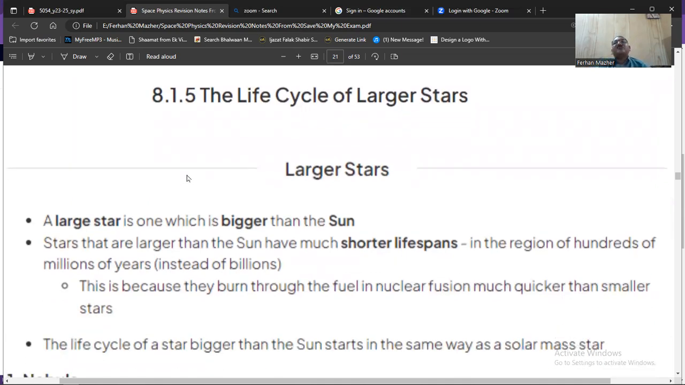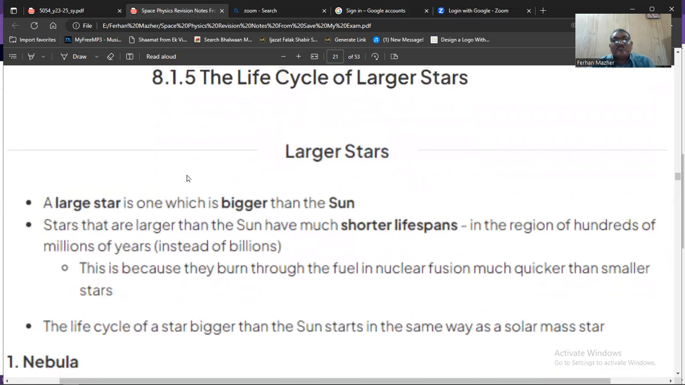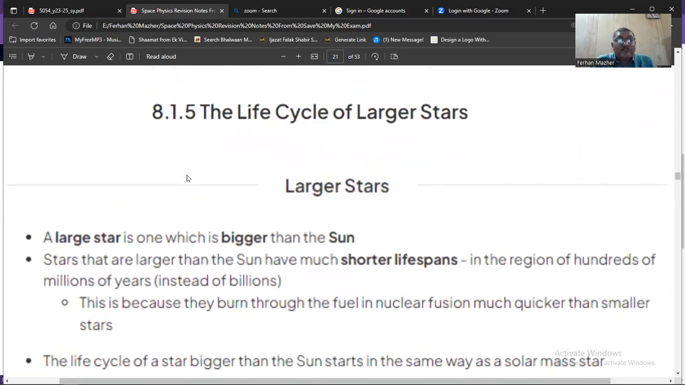The life cycle of a larger star. A larger star is one which is bigger than the sun. Stars that are larger than the sun have much shorter lifespans, in the region of hundreds of millions of years instead of billions. So their life is only in millions, while other stars' lives are in billions, like our sun, whose life is in billions of years. This is because they burn through the fuel in nuclear fusion much quicker than the smaller stars.